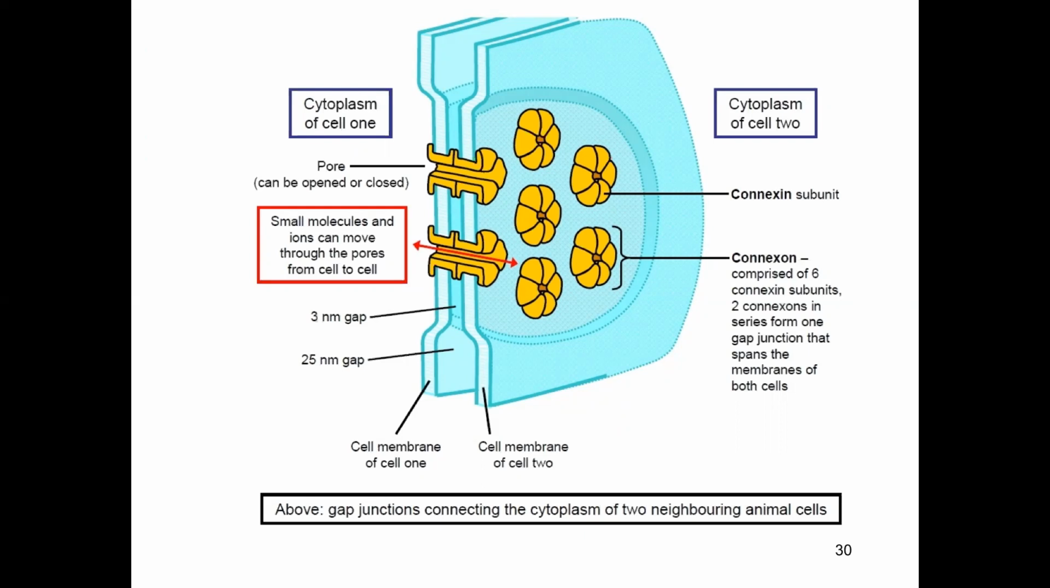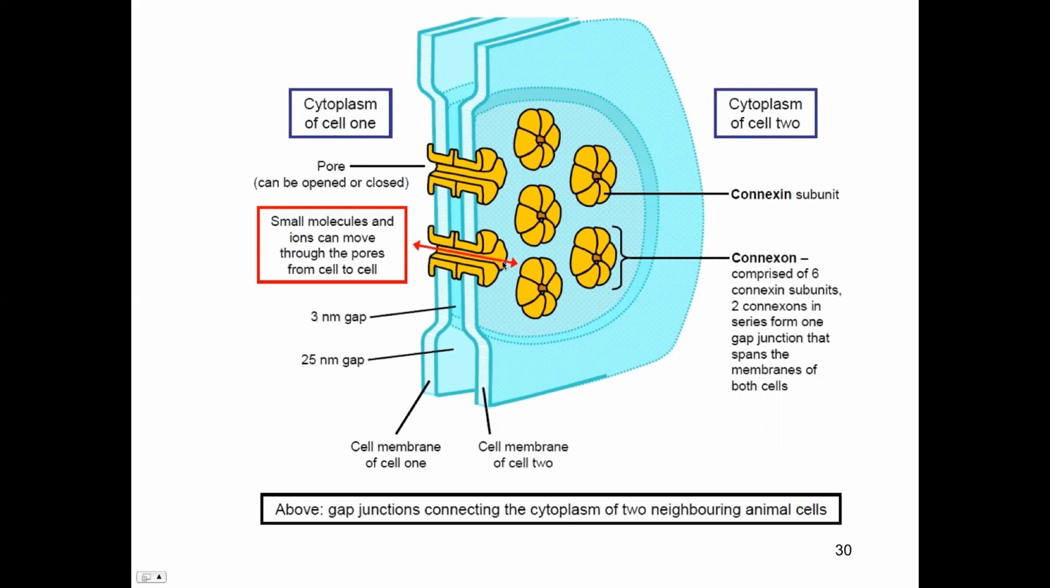Okay. So you can see a gap junction is made up of one half on one cell, and one half on the other cell. And this half is called a connexon. Each connexon is made up of 6 connexin units. And 2 connexons, one from one cell and one from another cell, join together to form a gap junction. This is basically a hole between 2 cells, so small molecules and ions can actually move between these cells, and the cells can communicate with each other directly.